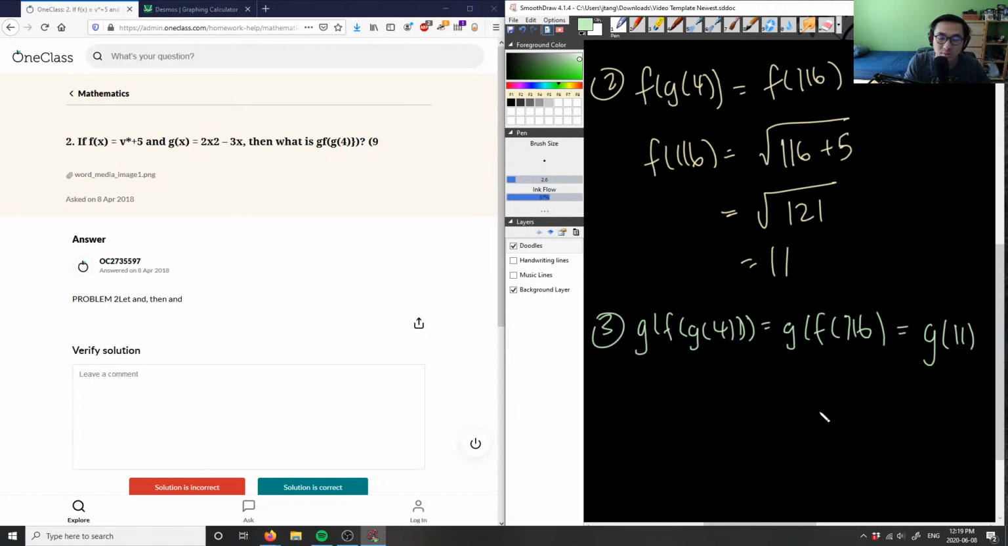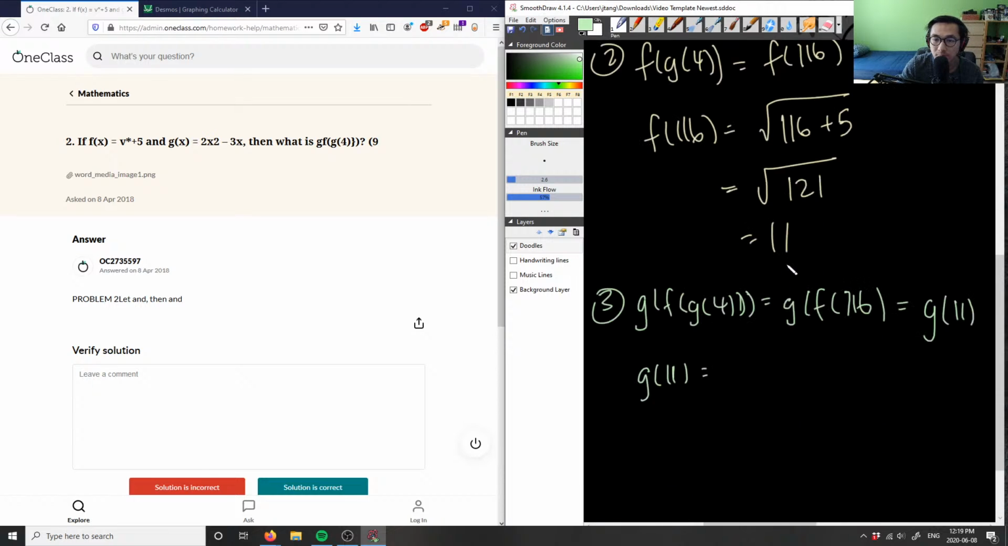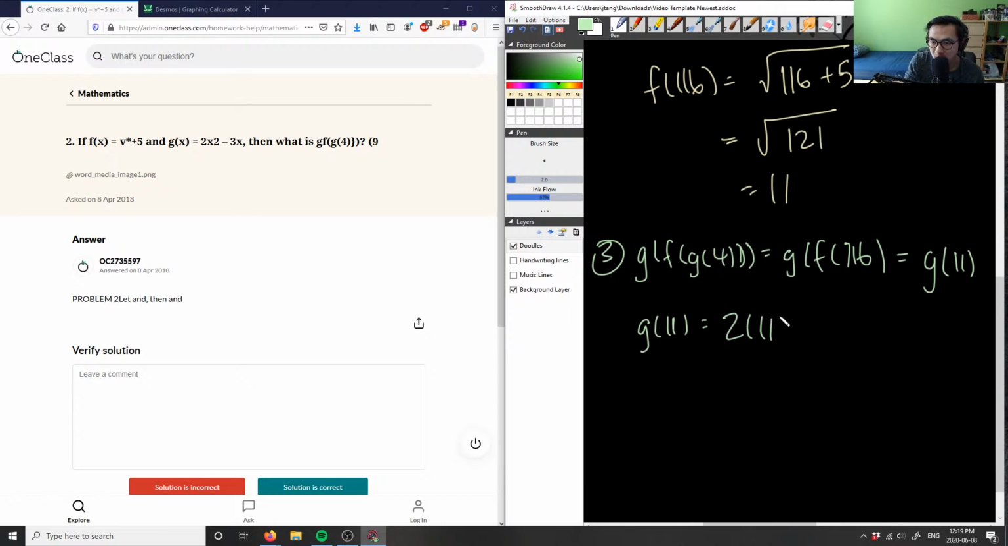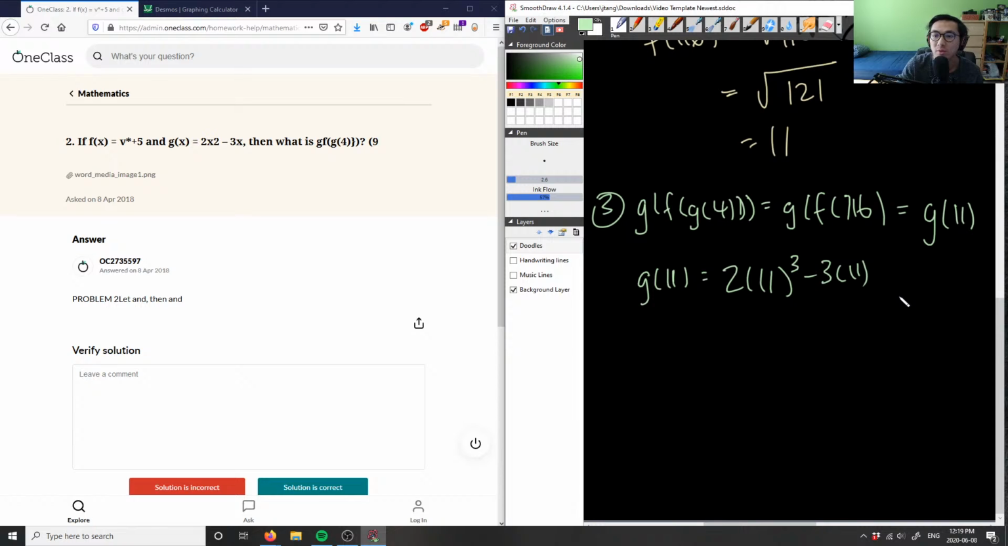So what we can do now is simply sub in g at 11 and solve for our problem, right? So g at 11 is going to equal our g of x equals 2x cubed minus 3x here. So I have 2 times 11 cubed minus 3 times 11. That's good. And now we can solve for 2 times 11 cubed. So 11 cubed is going to give me 1331, minus 3 times 11, which is 33.